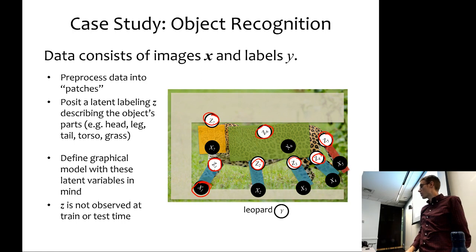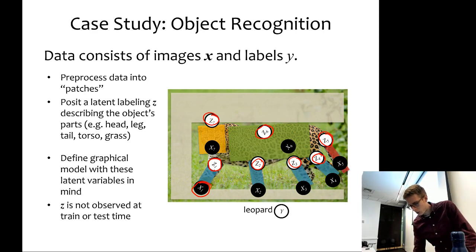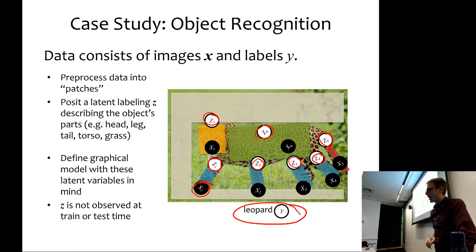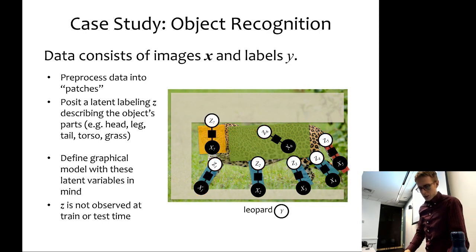So this is a partially observed model in a different way than, say, the latent Dirichlet allocation model that we have been looking at. Because in LDA, you just observe the actual documents, and then all of the other variables and parameters are unobserved. But here, that's not the case. We actually do observe, at training time, the value of Y being leopard. So we have some signal coming from that supervised label.